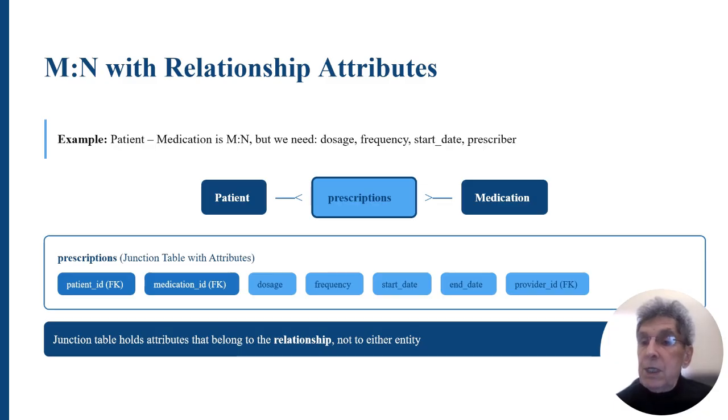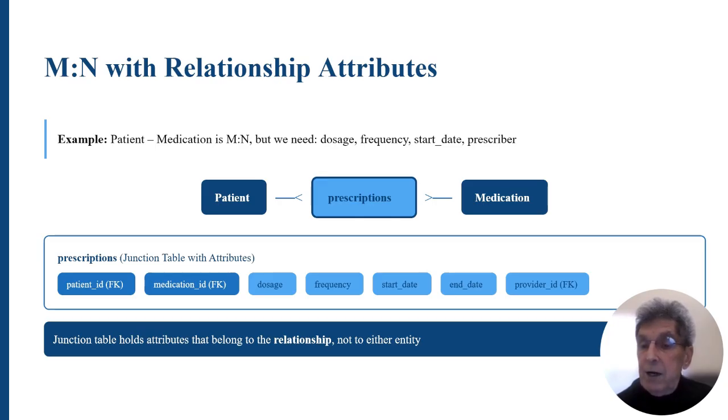Now here's where the junction tables become really powerful: relationship attributes. Consider prescriptions. It's really a many-to-many relationship between patients and medications. One patient takes many medications. One medication is taken by many patients. But a prescription isn't just patient X takes medication Y. It has its own detailed data. What dosage? What frequency? What start date? When is it supposed to end, terminate? Who prescribed it?